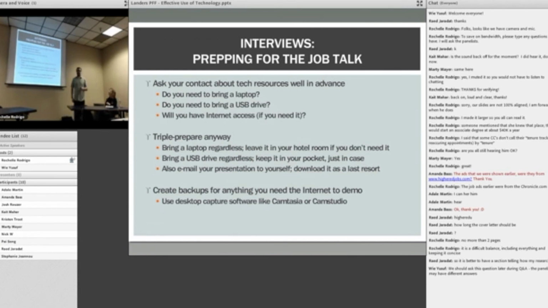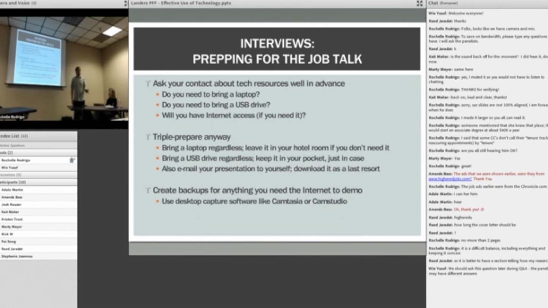Yeah, Mac PC is the source of so many problems. Create backups for anything you need on the internet. Some fields are more internet heavy than others. So, for example, if you're in an area where you want to show a video demonstration off of a website as part of your talk, you need to have a local version of that. Period. If you think you need to be on the internet, don't assume you'll have access to it.